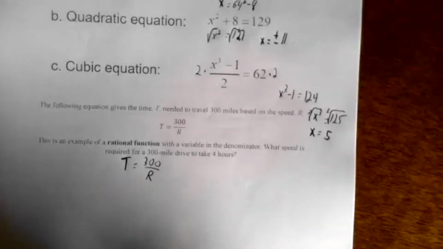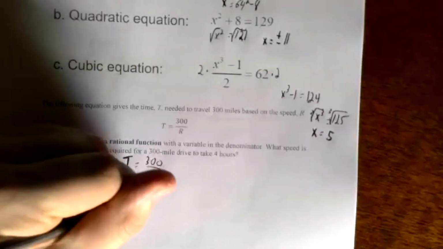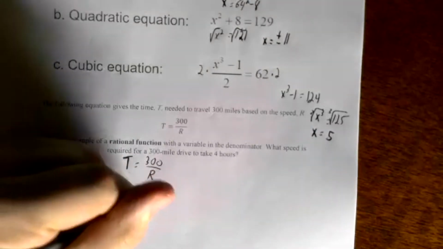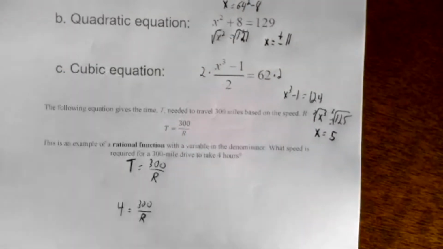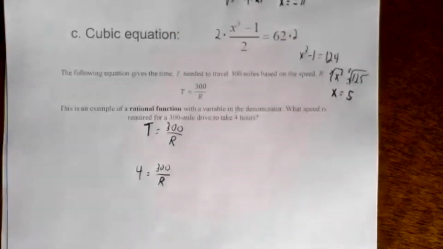T. Yeah, we know t, right? How much time did it take them to drive 300 miles? 4 hours. Yep, so I'm going to plug in 4 for t. That's equal to 300 over r, right? So how can I start solving for r here? Does anybody have any ideas?